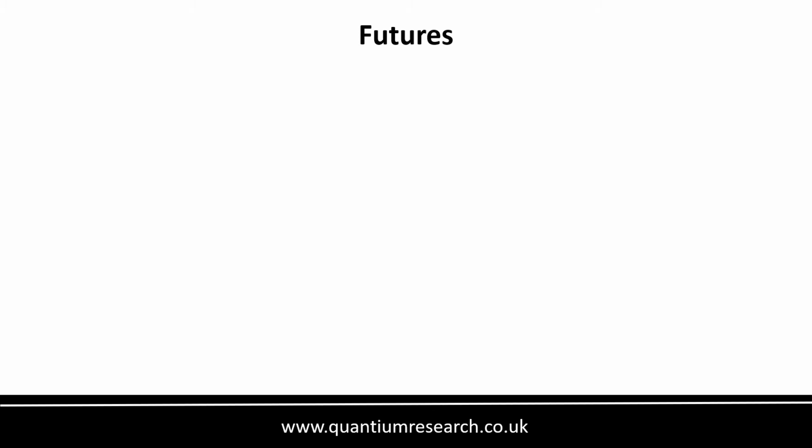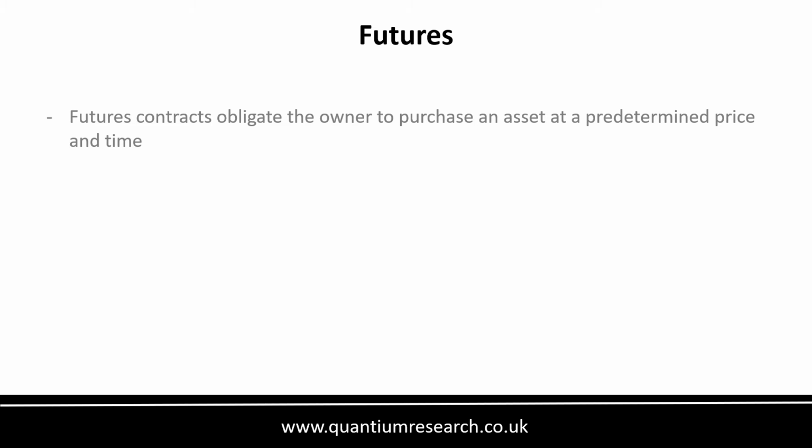Now for futures, these are a type of derivative, which are contracts based on some underlying asset, which may be a stock or a bond or a currency, all sorts of things. These contracts obligate the owner to purchase the underlying asset at a predetermined price and time in the future. So, for example, a contract may state that the holder of the contract will buy 100 ounces of gold in 3 months for $1,400 an ounce.